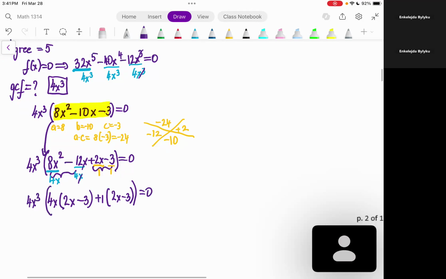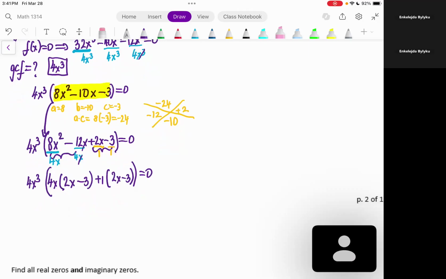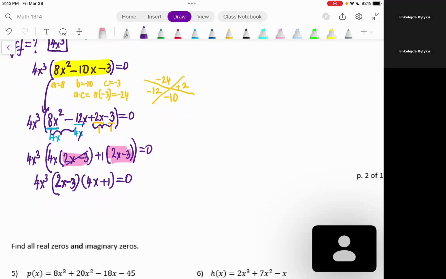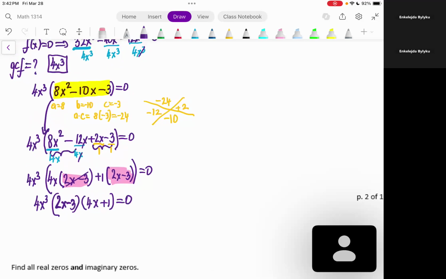All right, focus inside the parentheses. Looks like we did a good job because the common binomial is exactly the same. So next step, we have 2x minus 3 as our greatest common factor. When we factor out 2x minus 3, we get 4x left from the first term and 1 left from the second one. Let's not forget 4x to the third. Now that we have the complete factored form of this polynomial, we can use the zero product property and set each of the factors to 0.